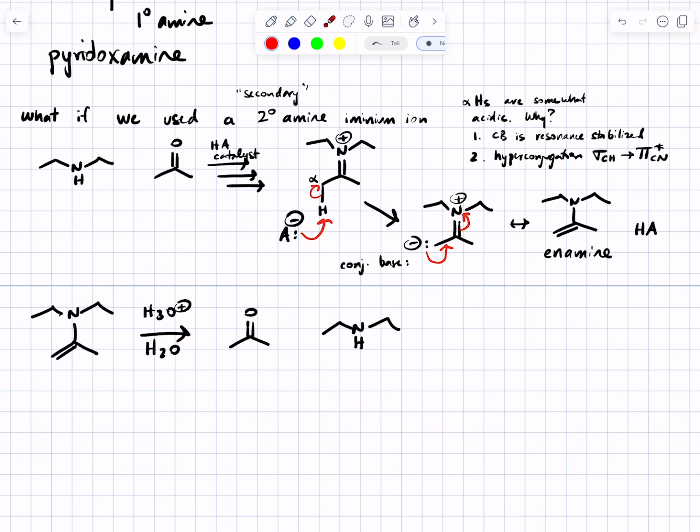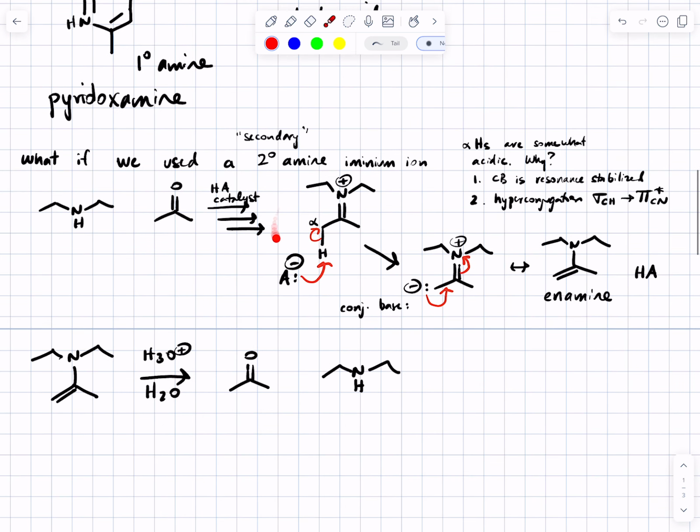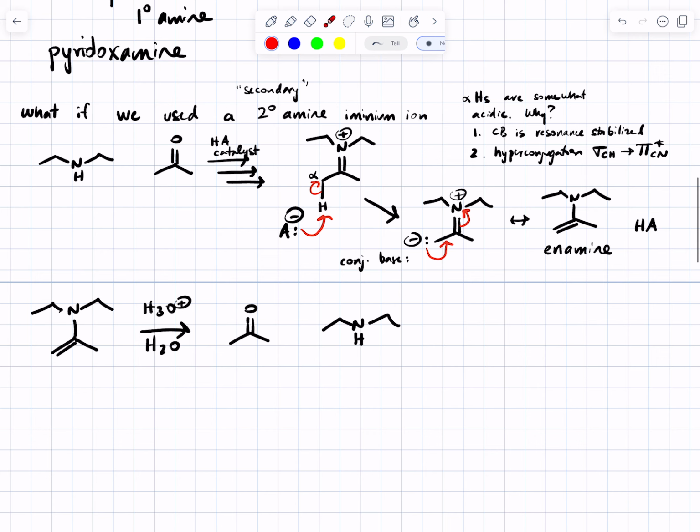You would start with the enamine, you would protonate on the alpha carbon with the acid to generate an iminium ion, and from that point on it would be exactly the same as imine hydrolysis, which we did go through last time. You should probably go through that, make sure you know how to do it, but it's not new and you already have the tools to be able to do it. Okay, questions there?